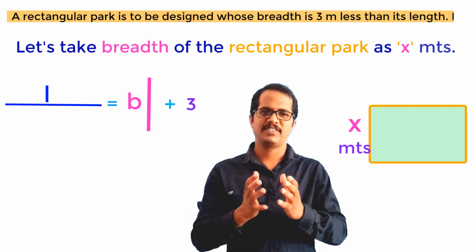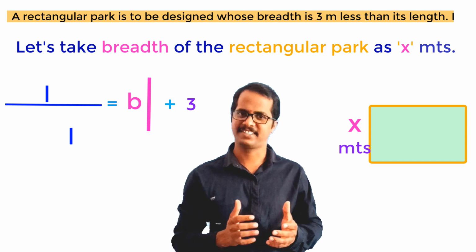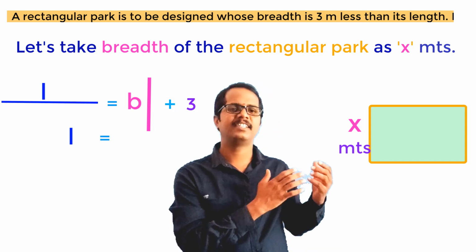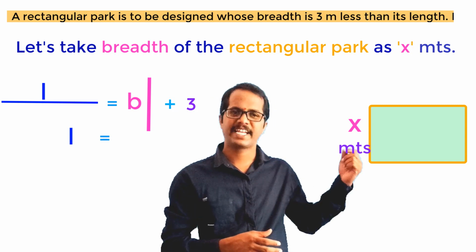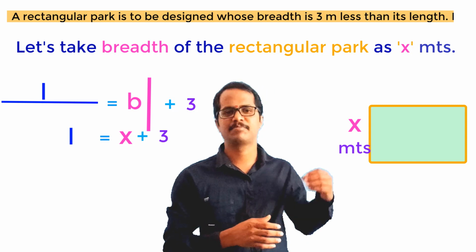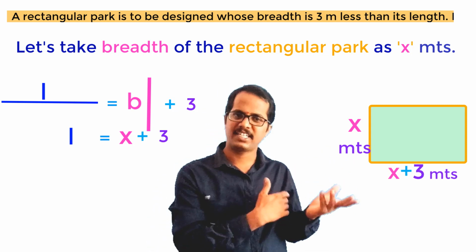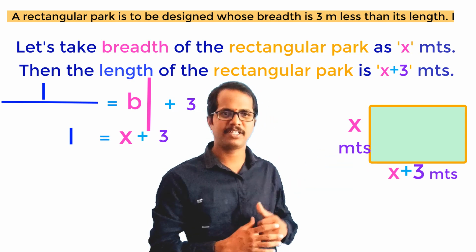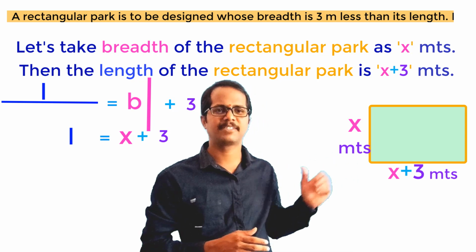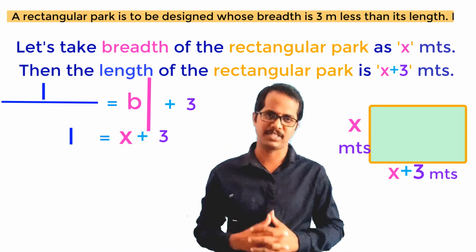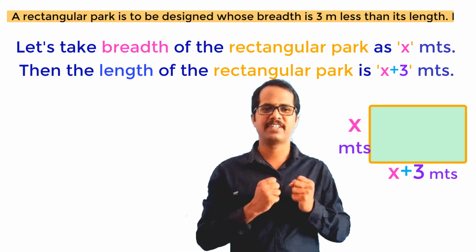Now, can we say the length of the rectangular park using this variable x? Yes. Since the length is 3 meters more than the width, we can say the length of the rectangular park is x plus 3 meters. So by adding 3 to the width, we get the length. Here the width is x meters. If we add 3 to the width, we get the length. So by adding 3 to x, we get x plus 3. x plus 3 meters is the length of the park. So by our assumption, we have the length and width of the rectangular park.